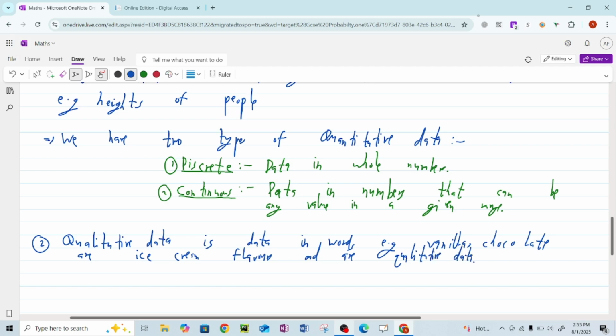Okay, so we have two types. One is the quantitative data, where we have two types, that is discrete, where data can be in whole numbers, and continuous, where data can be even in decimal points. Okay, qualitative data is data in words. For example, vanilla, chocolate, and ice cream. Or let's say you have a pet's name. Okay, you have people's names, you have teams' names. Okay, these are different things that you can apply in qualitative data.